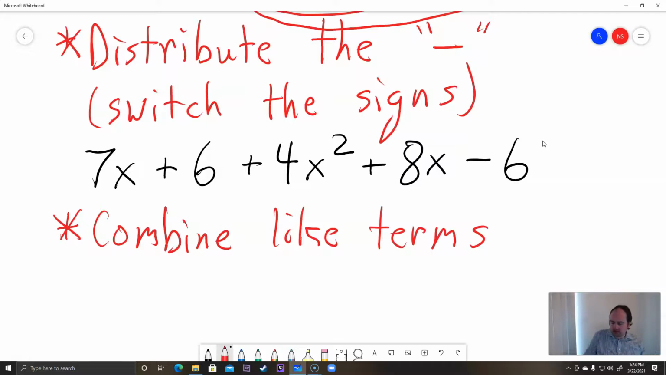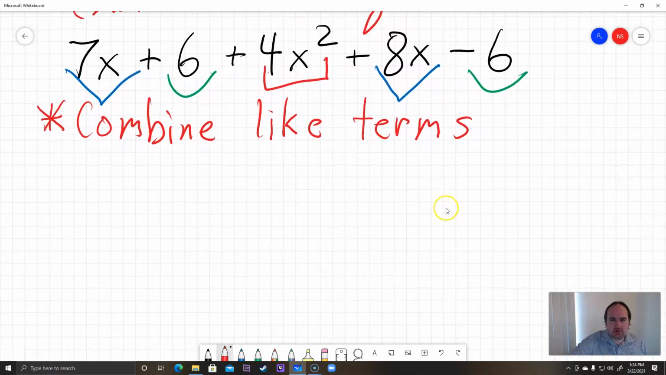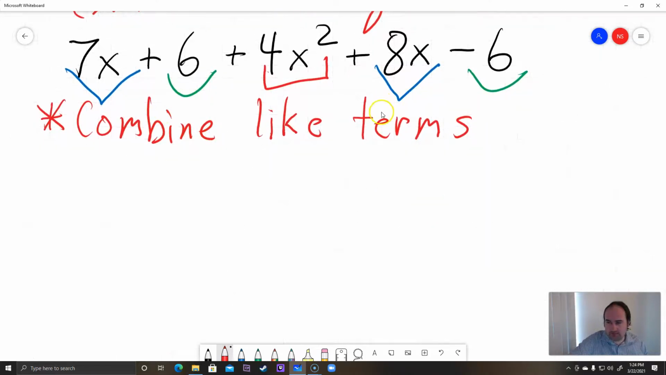Here our like terms are: we have a 4x squared by itself, and then we have a 7x and an 8x, and then for the constants, we have a 6 and a negative 6. Those are the exact same variables raised to the exact same powers. You can't combine anything with anything else unless it's exactly the same variable raised to exactly the same power. Now we just add or subtract the coefficients, which are the numbers in front of the variables.